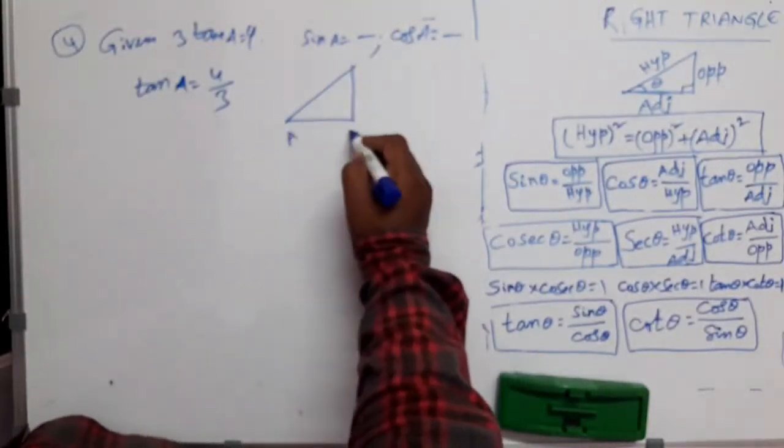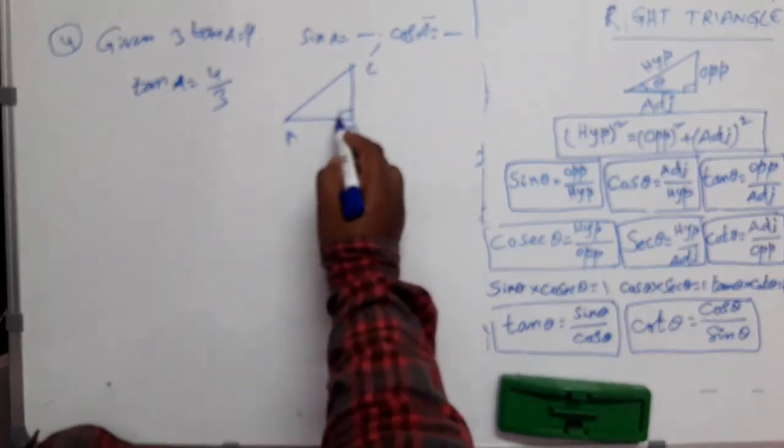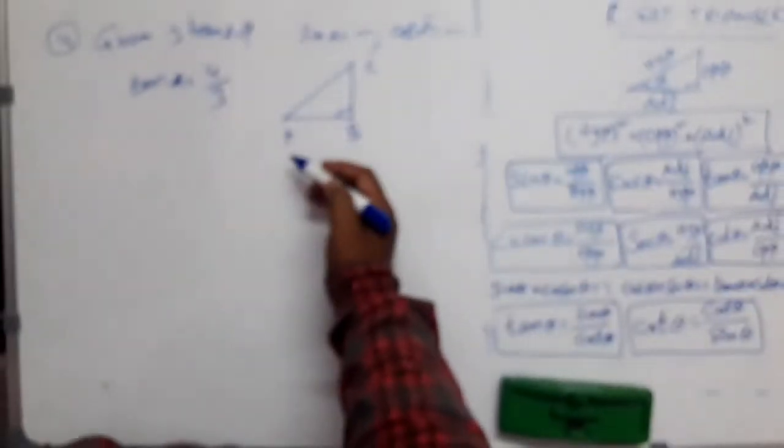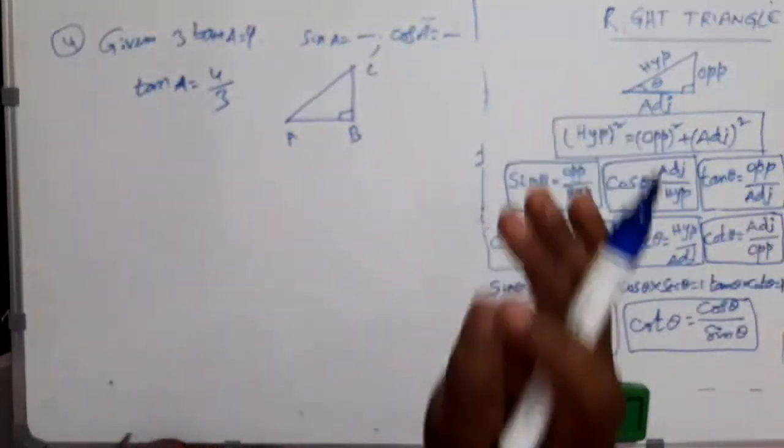Let us say this is triangle ABC. This is angle A, right? This is 90 degrees. And tan A is, we know, opposite side by adjacent side, that is 4 by 3, is given. So be alert, don't get confused. Tan A is 4 by 3.